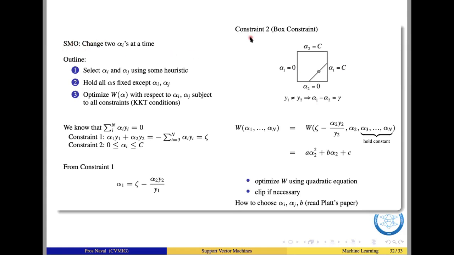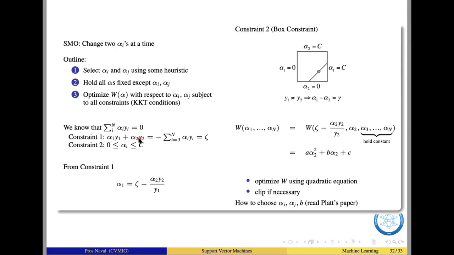So the outline of the algorithm basically is the following. We select alpha I and alpha j using some heuristic. And then we hold everything else fixed except alpha I and alpha j. And then we optimize W alpha with respect to alpha I, alpha j, subject to all constraints, such as, for example, the Karush-Kuhn-Tucker conditions. Now, okay, we know that this is equal to 0.